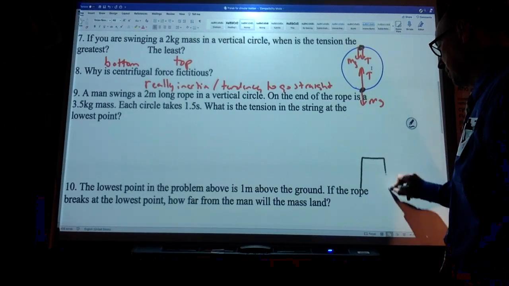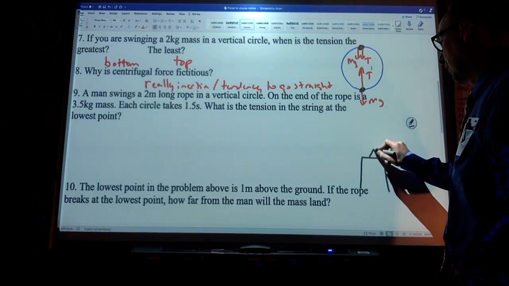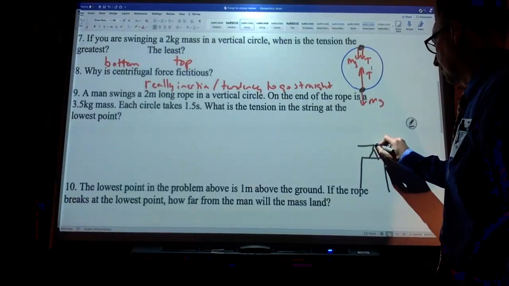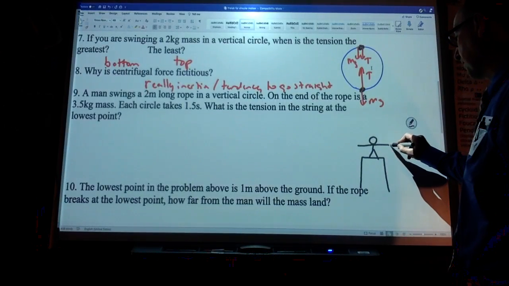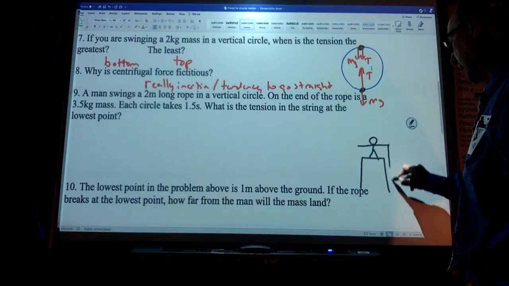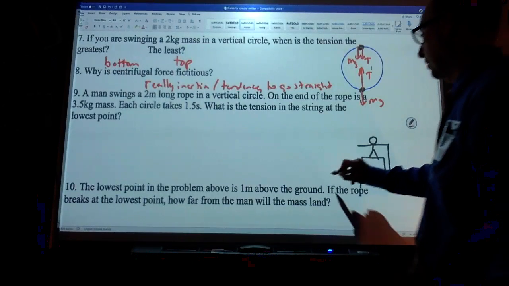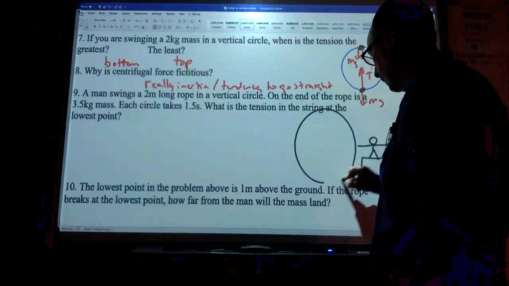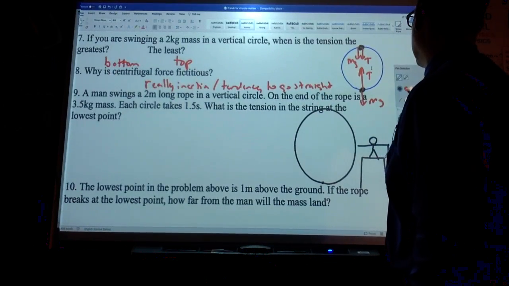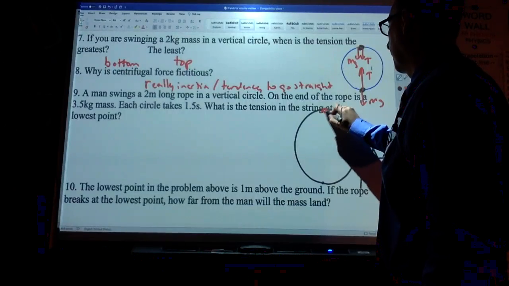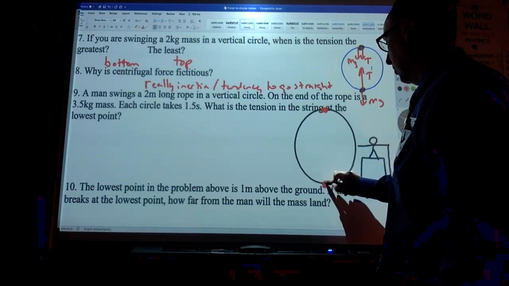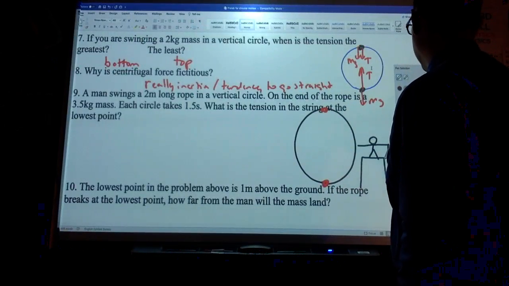So there must be some tower with a man, and he's swinging the rope down and up. So I'm going to draw this path. I'm going to look at the lowest point here.